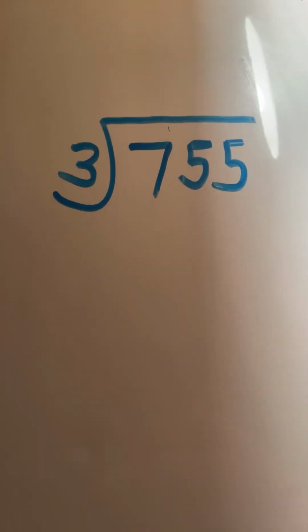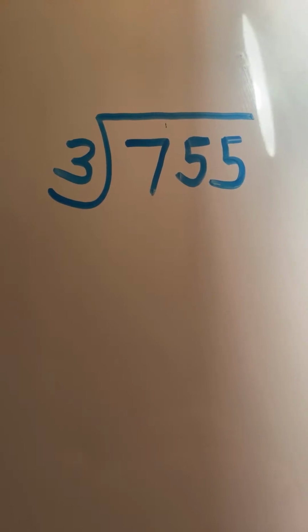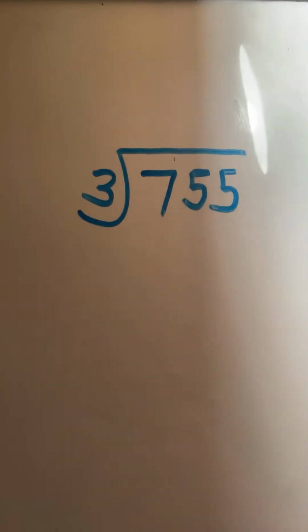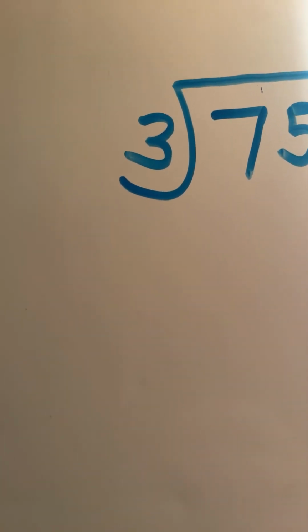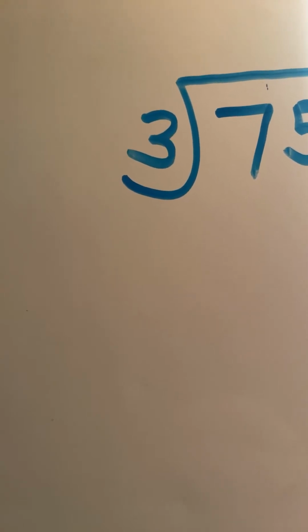So this video is going to be a review of division with remainders. 755 divided by 3 is our first example problem, and I'm going to go through step by step how to solve it. We want to start out dividing by the smallest digit possible. The only rule is the number inside the square has to be equal to or bigger than the number outside the square. So for this problem, we can actually start with one digit by one digit division. 7 is bigger than 3.